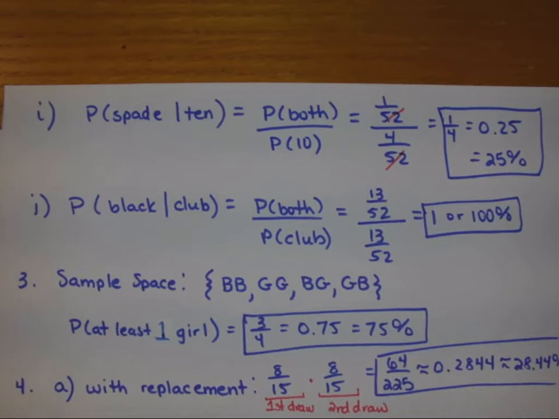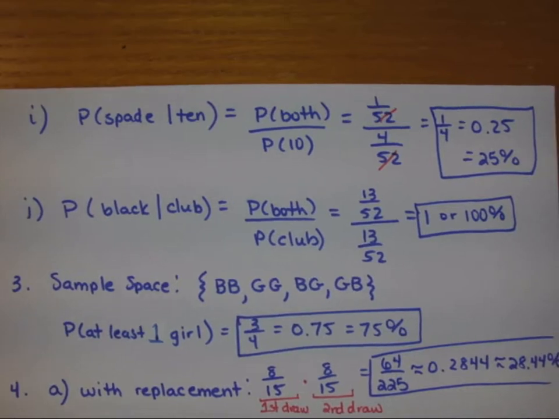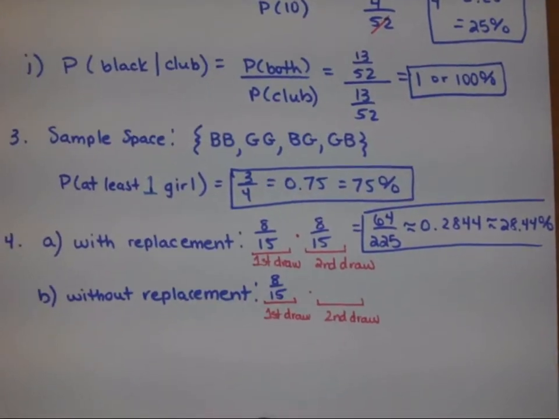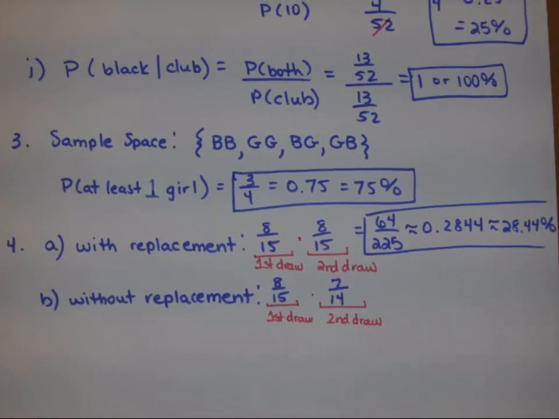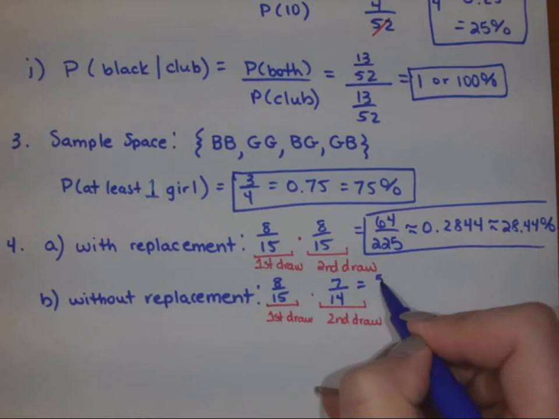Without replacement, we're going to do a similar process. We're going to have the first draw here, and we're going to multiply that by the probability of the second draw here. Notice the first draw is not affected. The first draw is still 8 out of 15, but for the second draw, we did not put the green marble back. Sorry about that, let me move it up. We did not put the green marble back, which means now there's only 7 green marbles and only 14 total marbles.